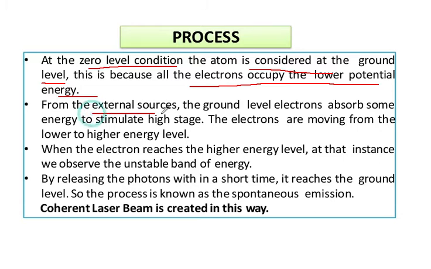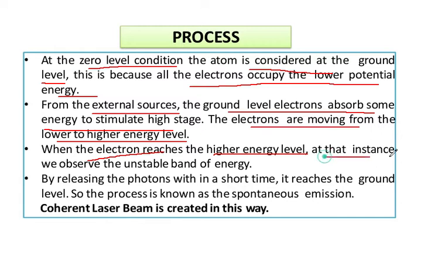Now from the external sources, this ground level electron absorbs some energy to get stimulated to a high stage, and these electrons move from the lower to the higher energy level. When the electron reaches the higher energy level, at that particular instant, we observe an unstable band of energy. And by releasing photons, within a short time, it reaches the ground level. Such a process is known as spontaneous emission. So a coherent laser beam is created in this way.